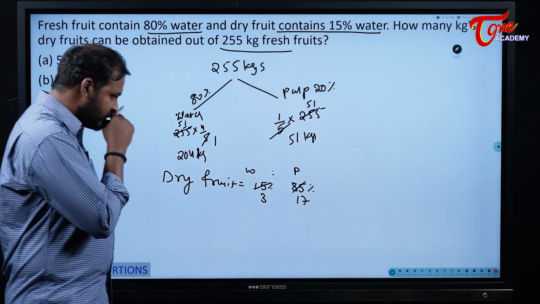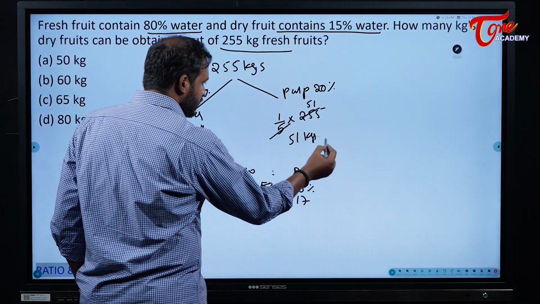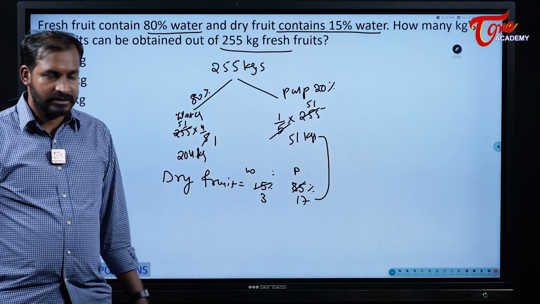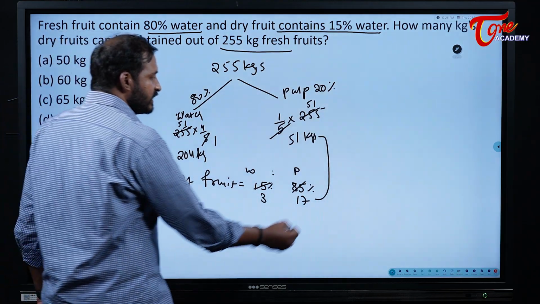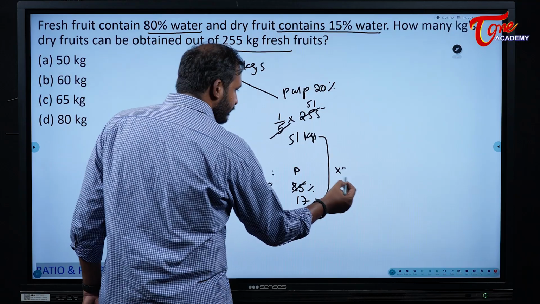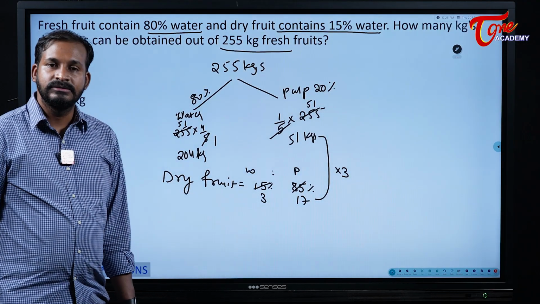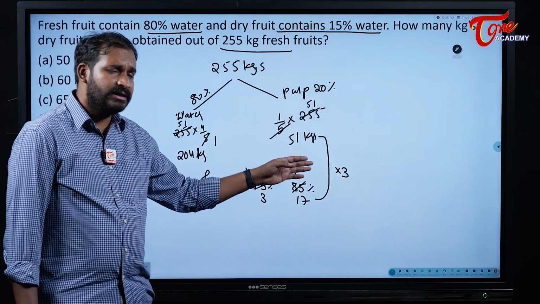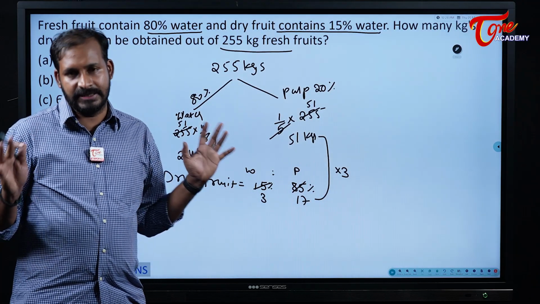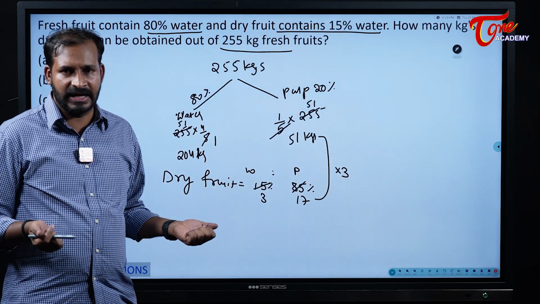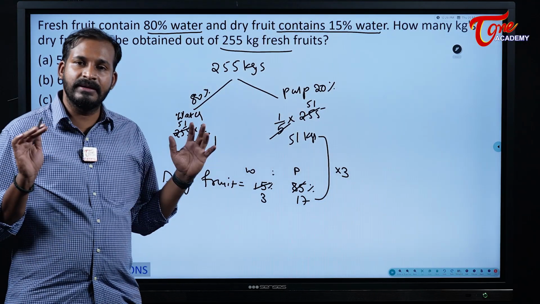Now, please observe here. According to the question, this 51 kg is equal to 17 parts. Why? Because that is the pulp I have here. So, 17 parts is equal to 51 kg, which means I am multiplying by 3. Now, tell me what about the water quantity? Anyway, the pulp quantity will remain the same. Only the water quantity will change depending on the remaining categories. But the pulp quantity will remain the same.